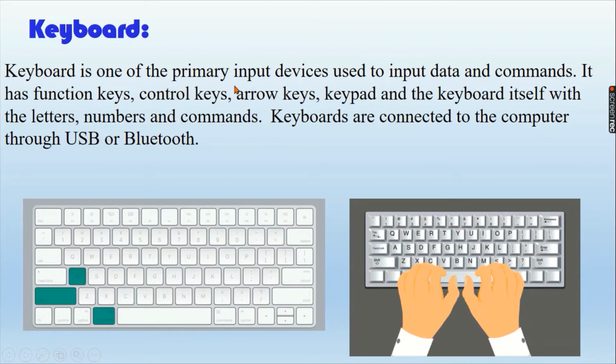Keyboard is one of the primary input devices used to input data and commands. It has function keys as well, control keys, arrow keys, keypad, and the keyboard itself with the letters, numbers, and commands. Keyboards are connected to the computer through USB or Bluetooth. We have two different types of keyboards. One can connect through the USB or a wire, and the other one is Bluetooth, which is wireless. As we can see, there are two different keyboards on the screen.